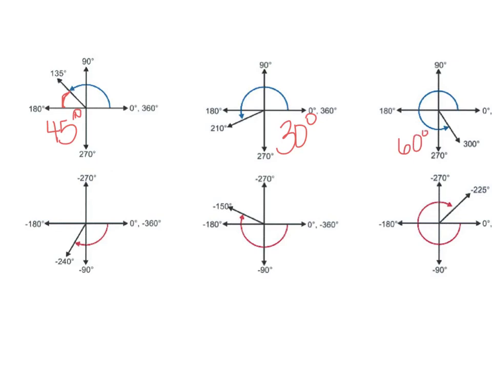Same rules hold when they're negative. Here's my standard position, negative. That's actually not negative 240. That would be, let's see, 60, 30, negative 120 is what that should say. That's a mistake right there, and that's a mistake right there.